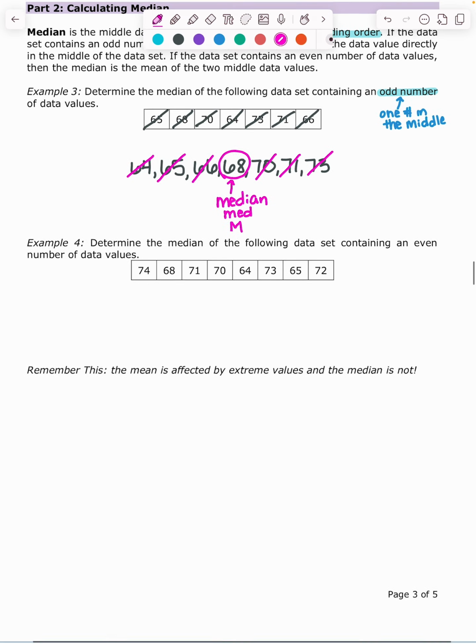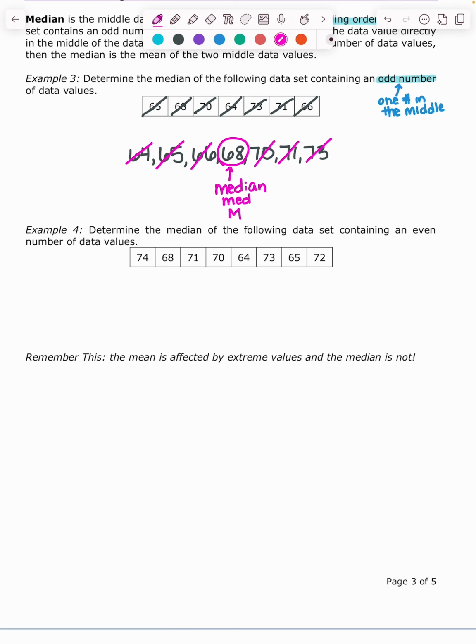All right, next one is a data set containing an even number of data values. So when we do this one, when we get to the middle, we're going to have two numbers. So it starts out the same way. We're going to put our data in order.